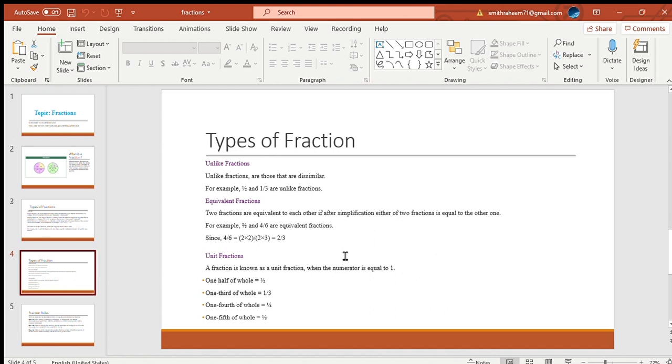so unit fraction. A fraction is known as a unit fraction when the numerator is equal to 1. So 1/2 of a whole is a unit fraction. Also 1/3 of a whole is a unit fraction. 1/4 of a whole is a unit fraction, and 1/5 of a whole is also a unit fraction. So unit fraction is quite simple. Once the numerator is equal to 1, it is a unit fraction.